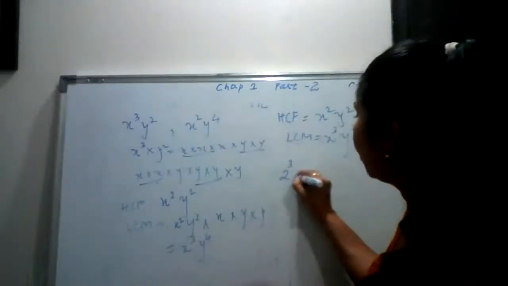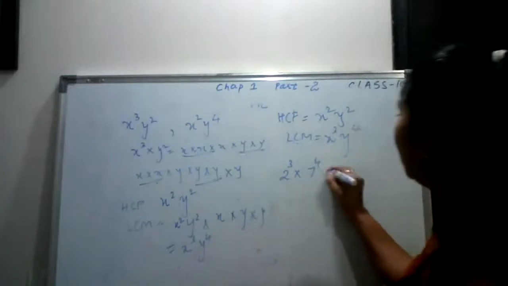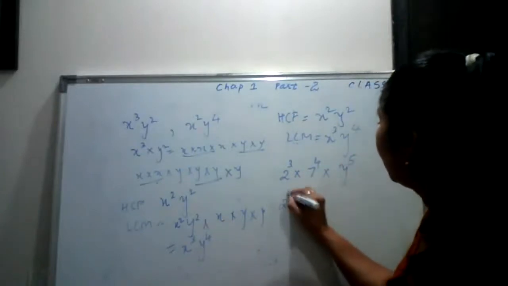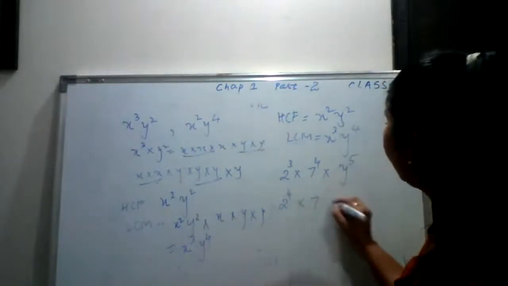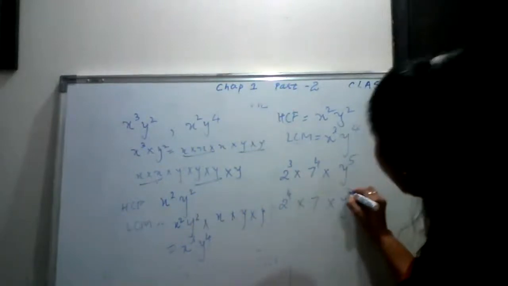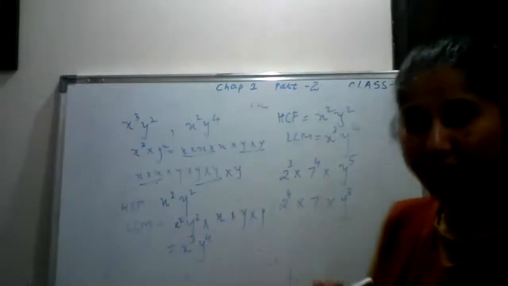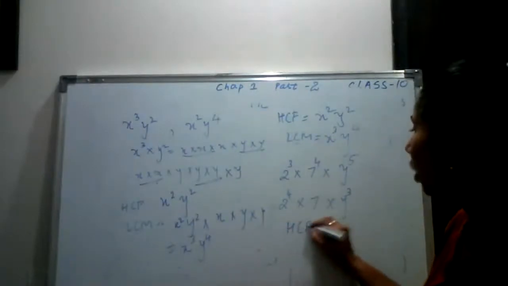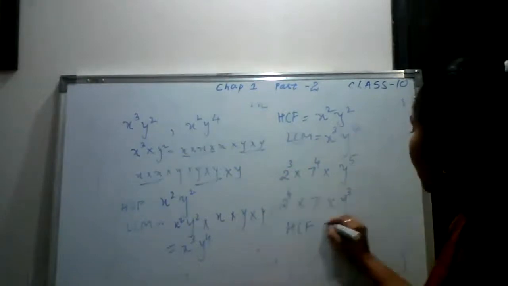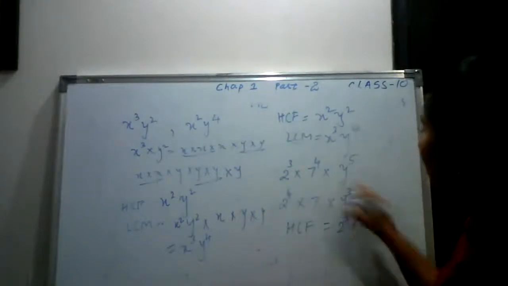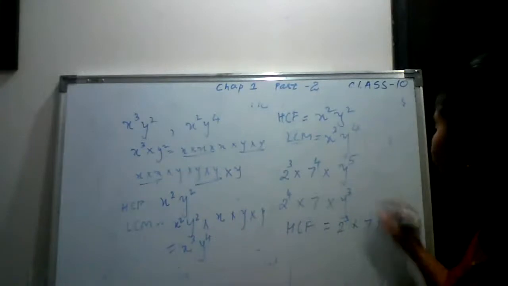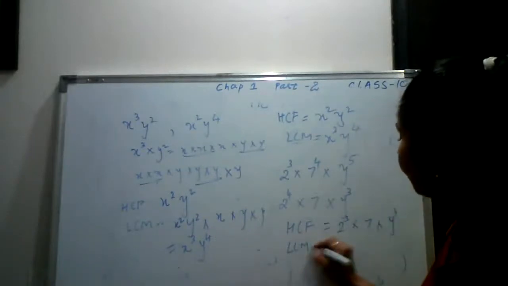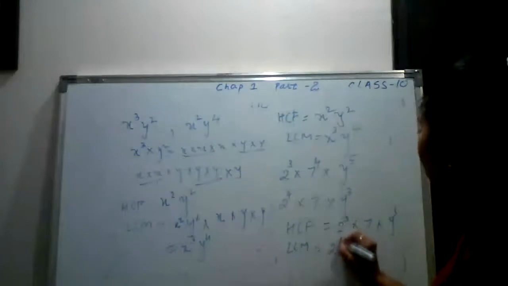One more with the numbers. Suppose you have given 2 into 7 raised to 4 into y raised to 5, और यहाँ पे आपको दिया है 2 raised to 4 into 7 into y cube. Okay, अब आपको इसका HCF फाइंड करना है. So very quickly, the same thing. HCF क्या होगा? The smaller part. The smaller part, cube. Smaller part, 7. Smaller part, y cube. LCM, higher part.